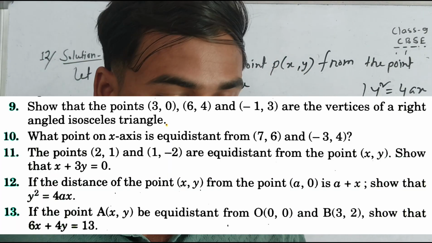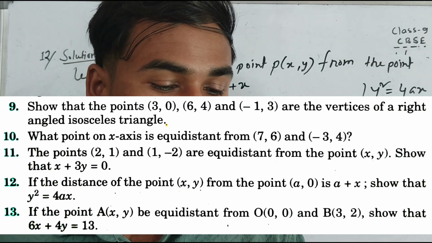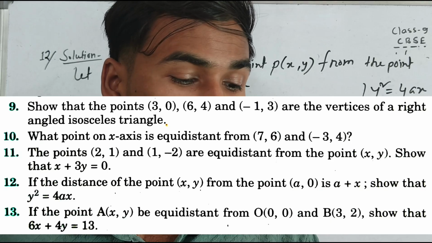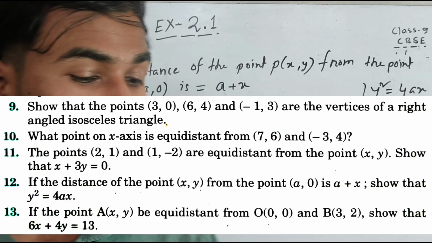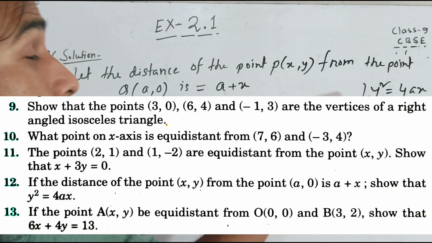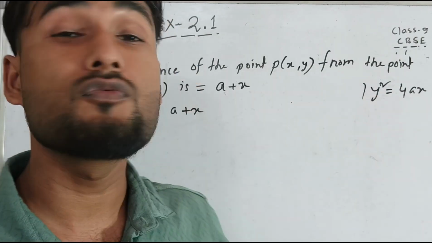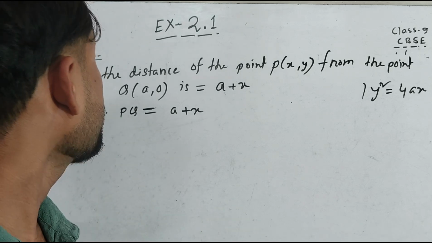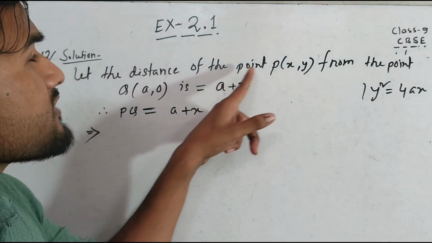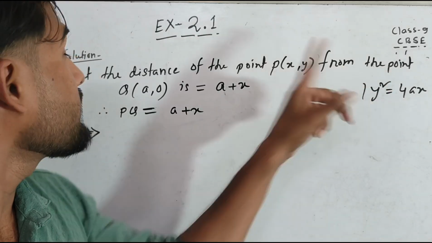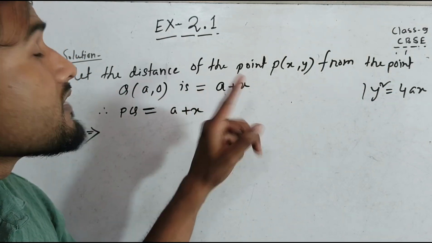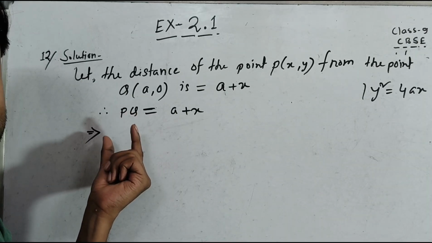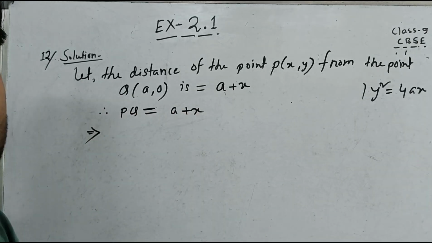Let's come to the question number 12. And question number 12 was, if the distance of the point xy from the point a0 is a plus x, show that y square equal to 4ax. हमें प्रूव क्या करना है, y square equal to 4ax, इसे हमें प्रूव करना है. And what was given, the distance of the point P(x,y) from the point Q(a,0) is equal to a plus x. PQ represents distance here and PQ is equal to a plus x.